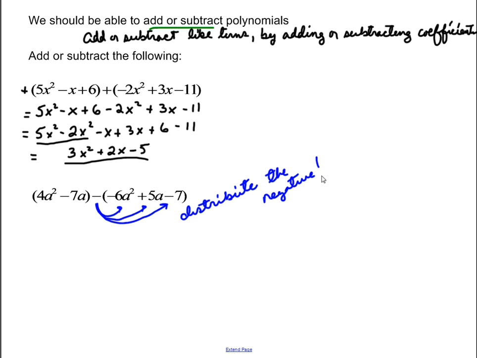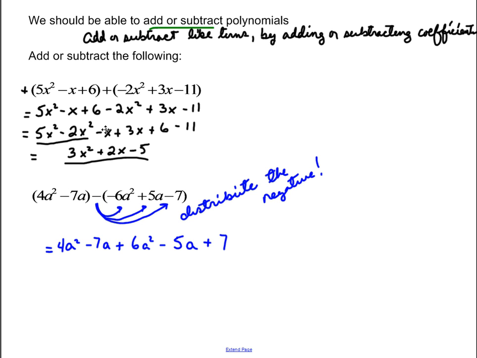All right, so in this case, what's going to happen when we write it? Well, you should get 4a squared minus 7a. We're going to be subtracting negative 6a squared, so that becomes plus 6a squared. Subtracting positive 5a, so that becomes minus 5a. We're going to be subtracting negative 7, so that means plus 7.